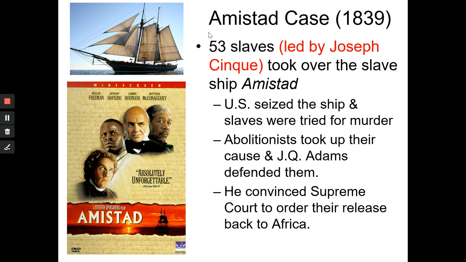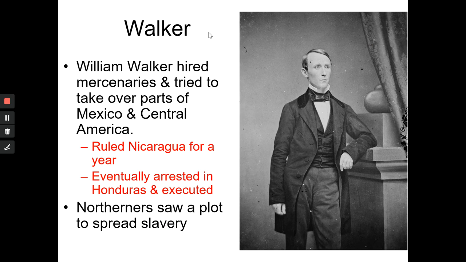There's a movie about this, the Amistad. It was a slave ship that was actually turned back. It was on its way to the Caribbean, and the slaves on board managed to overthrow the white ship captains, the slave owners who were transporting them, and got themselves taken back home. At least that was the attempt.